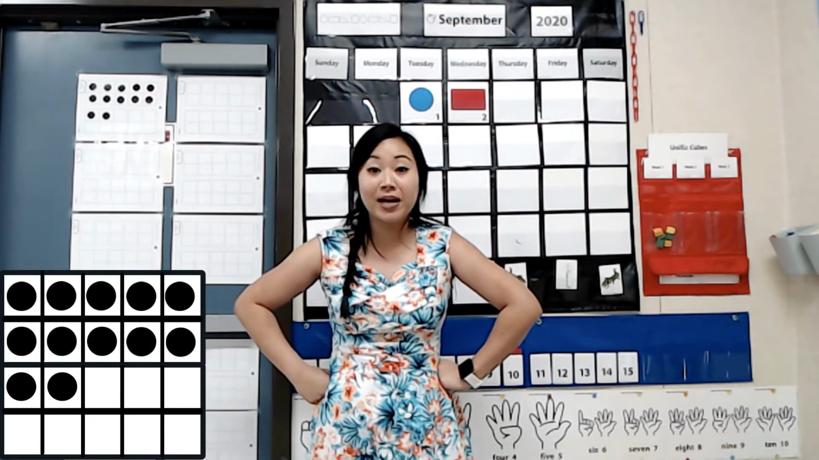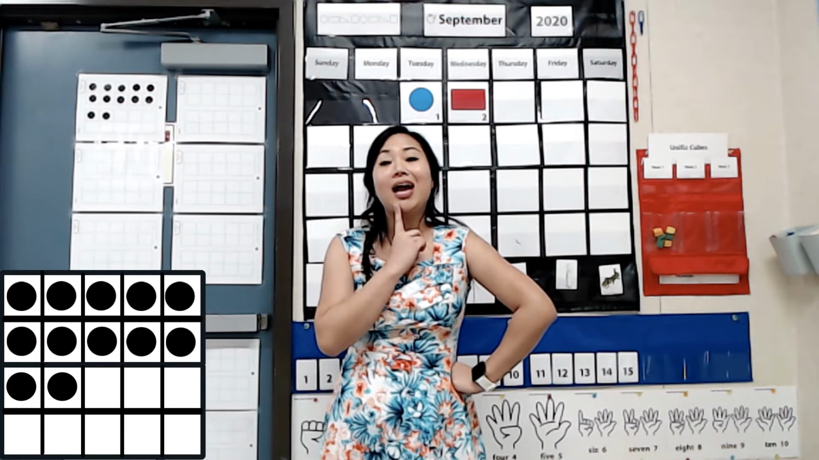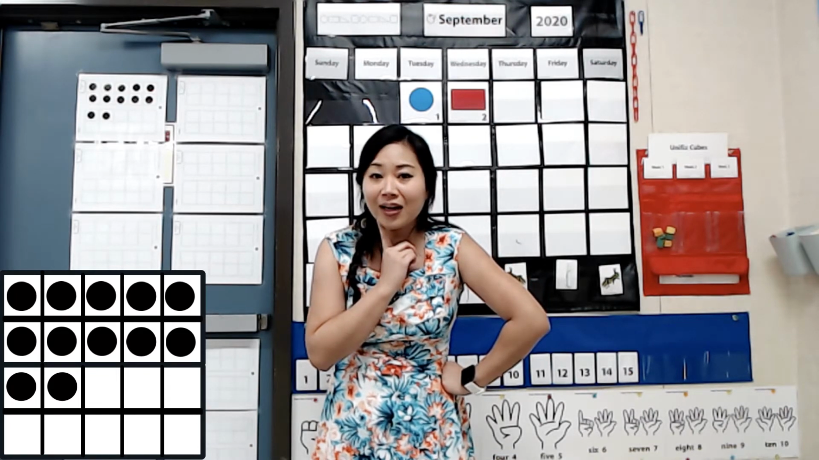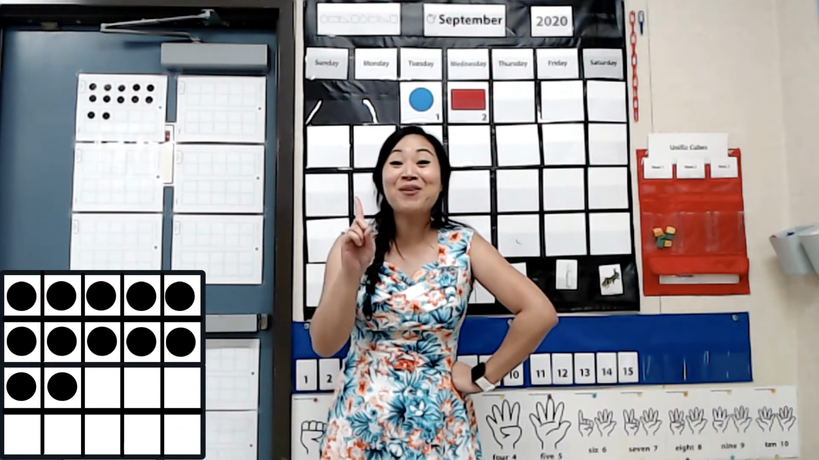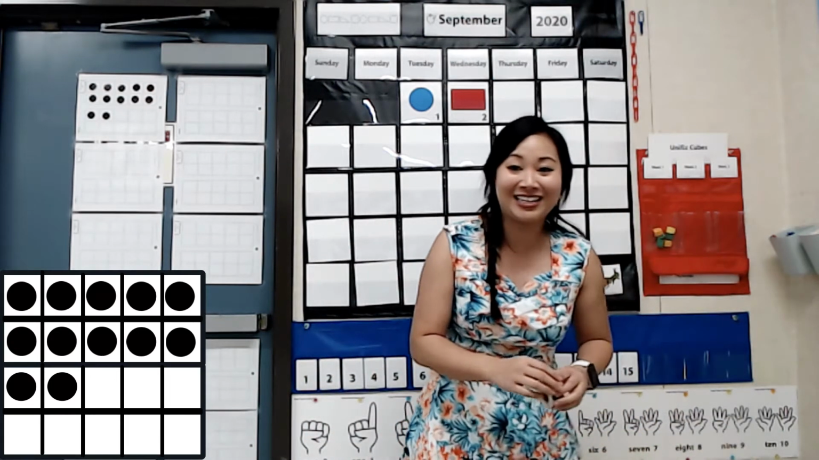Now, to make 13 on the 10 frame, I would need to draw 13 circles and I would need 2 10 frames. But the thing is, I already have 12 dots on my 10 frame up there. If I already have 12 dots on these 10 frames, to make 13, I just need to add how many? Oh, that's right, one more. I just need to add one more to make 13.